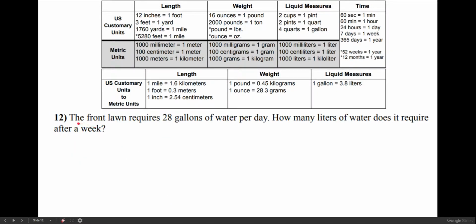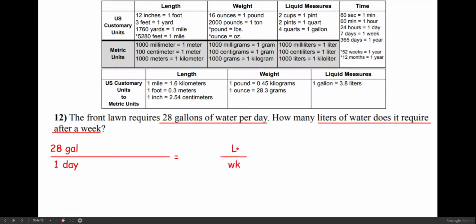Let's take a look at number 12. The front lawn requires 28 gallons of water per day. How many liters of water does it require after a week? My goodness, let's write out the information we know. 28 gallons of water per 1 day. And we ultimately want to find out liters of water per week. So we have to change both the gallons to liters and the days to weeks.